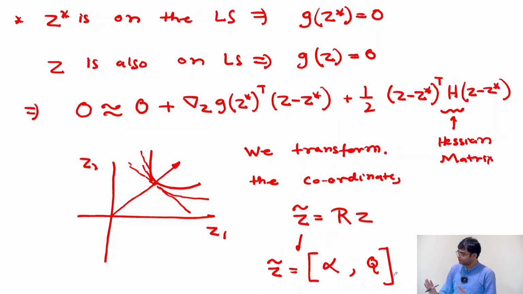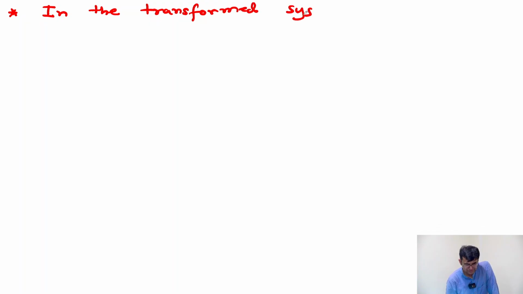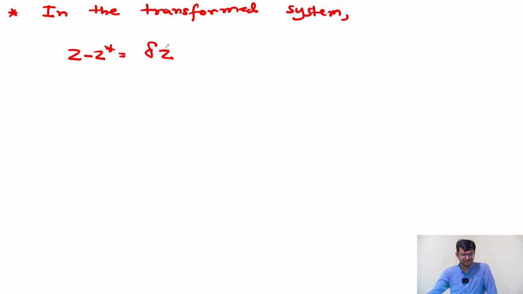Okay. So if it is clear up to now, let us do one thing. Let us go back to the Taylor series expansion, and in the Taylor series expansion, I see one term which is Z minus Z star. So in the transformed coordinate system, Z minus Z star, I can call it delta Z, and that's fine. And we always do that in Taylor series, nothing new.